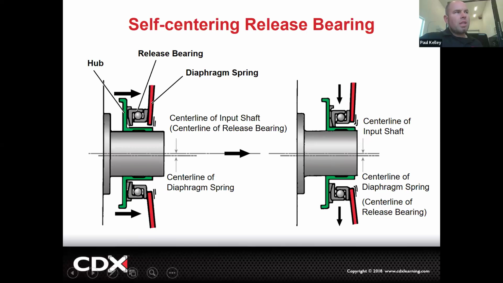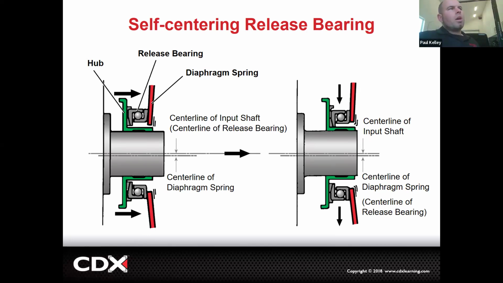But so you can see the inner race slides across the clutch hub. The inner race has the ball bearing, and the ball bearing is going to be basically having its own race, which pushes on the diaphragm spring. So that's how they're connected.